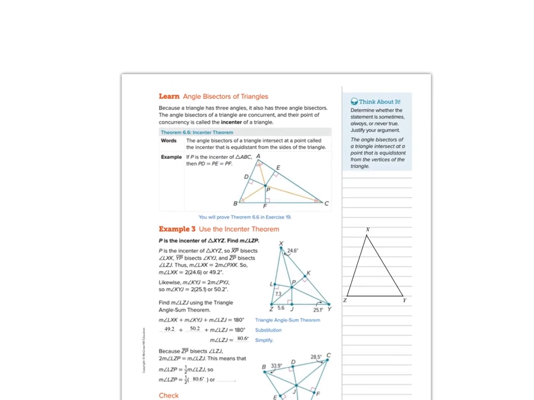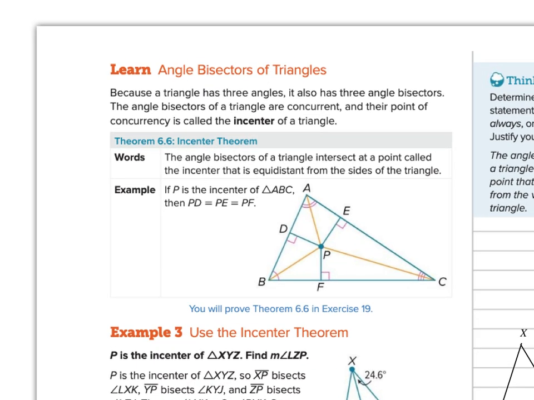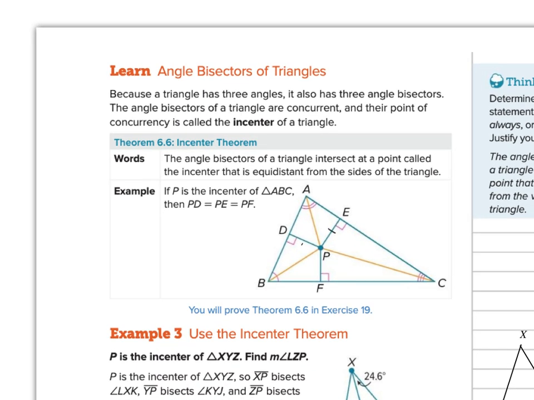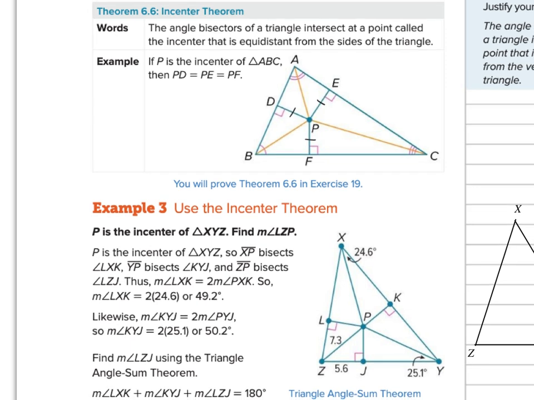Now, angle bisectors of a triangle intersect at a point called the incenter, and that is equidistant from the sides of the triangle. So when we're using angle bisectors, they are going to be equidistant from the sides of the triangle. So that's what we find out, is those distances are equal. 90 degrees, what do we know there? Let's see, P is the incenter of that triangle, so we know that all of those segments are congruent. And then we can work with that.